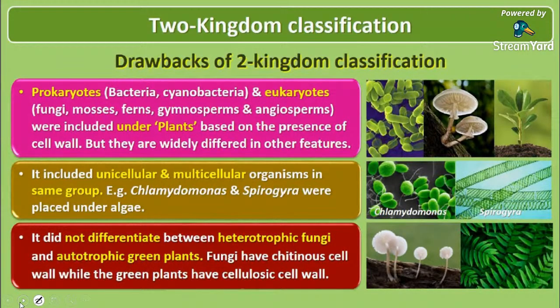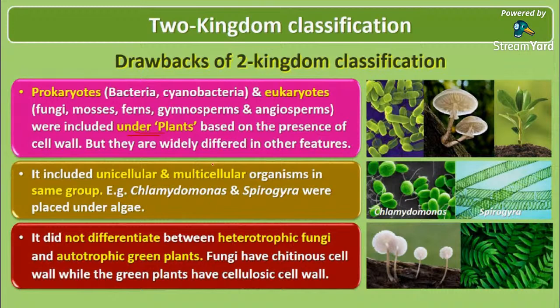If we talk about the drawbacks of the two kingdom system of classification, prokaryotes and eukaryotes were included in the same kingdom, that is under the kingdom Plantae, because they showed the presence of a cell wall. That is why they were included in the kingdom Plantae, but they had a vast difference in many other features. So that was one of the main drawbacks.